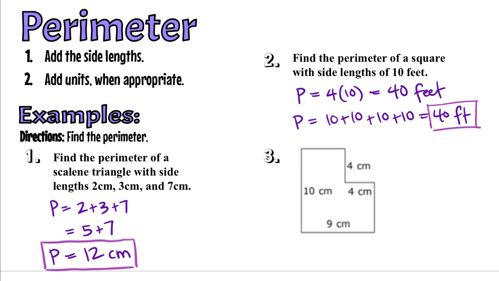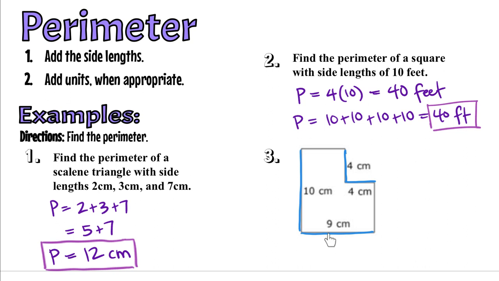Let's try number 3. In number 3, we have an odd shape. And what I notice is that it is a shape that has 1, 2, 3, 4, 5, 6 sides, but I only see 4 measurements. And so I'm going to go ahead and trace over the sides that we have measurements for so that it's easy to see the side lengths that we're missing measurements for. We want to find those measurements before we go ahead and calculate our perimeter. And so we're going to use the given side lengths to find the missing side length.